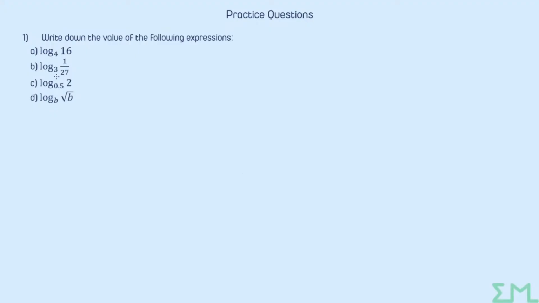Okay, so let's have a look at question 1. This question requires us to write down the value of a selection of log expressions, starting with part A. If we think back to the last video and what we know about logs, log base 4 of 16 basically asks us, what power of 4 gives us 16? So that's fairly straightforward. We know the answer is 2 because 4 squared equals 16.